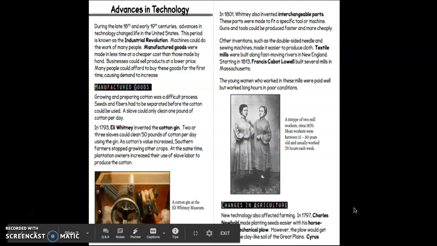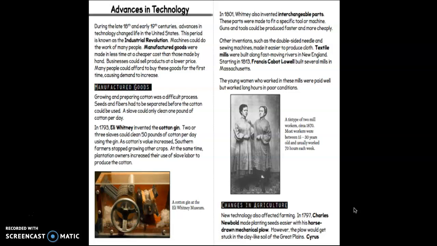Advances in technology. During the late 18th and early 19th centuries, advances in technology changed life in the United States. This period is known as the Industrial Revolution. Machines could do the work of many people. Manufactured goods were made in less time at a cheaper cost than those made by hand. Businesses could sell products at a lower price. Many people could afford to buy these goods for the first time, causing demand to increase.